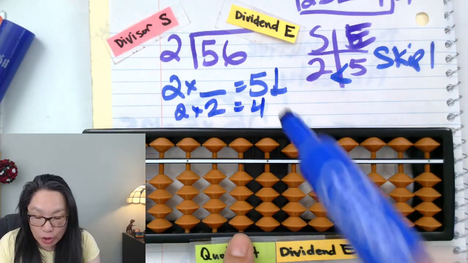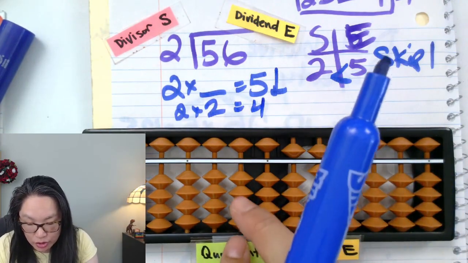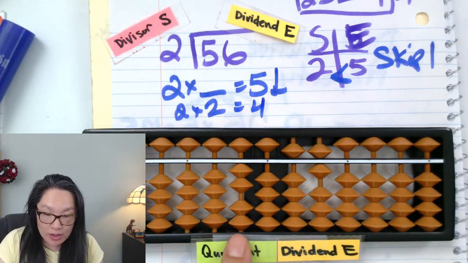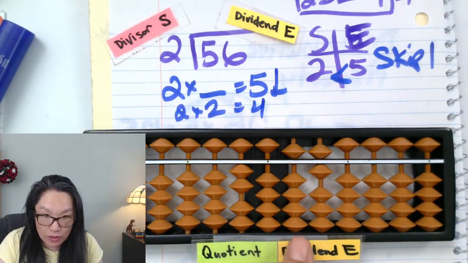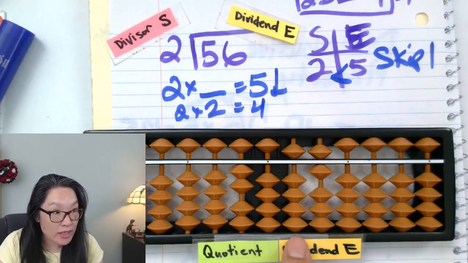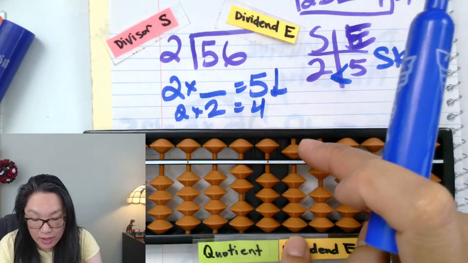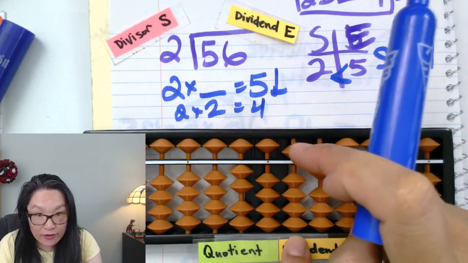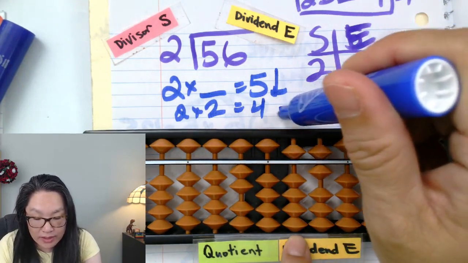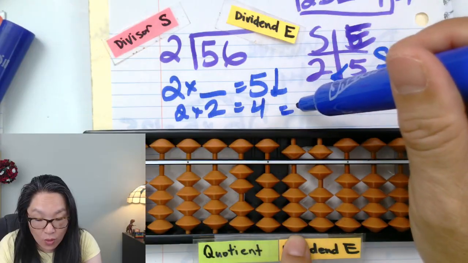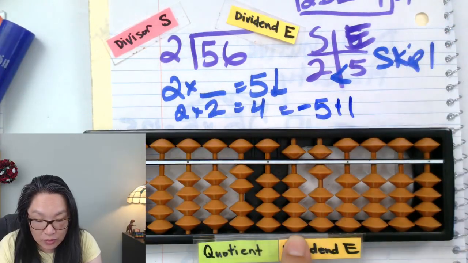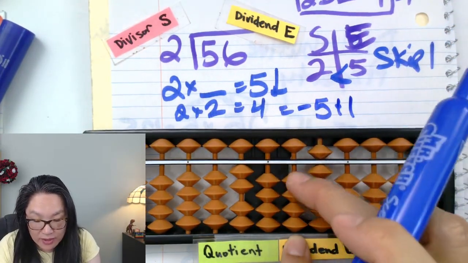So I add 2 to my quotient, because that's my answer. Then I take away 4. Because this is my dividend, this is where I do the minus. Take away the 4 is what? I don't have enough beats to take away the 4. I know minus 4 is equal to minus 5 plus the 1. So I'm going to minus the 5 and then plus the 1.